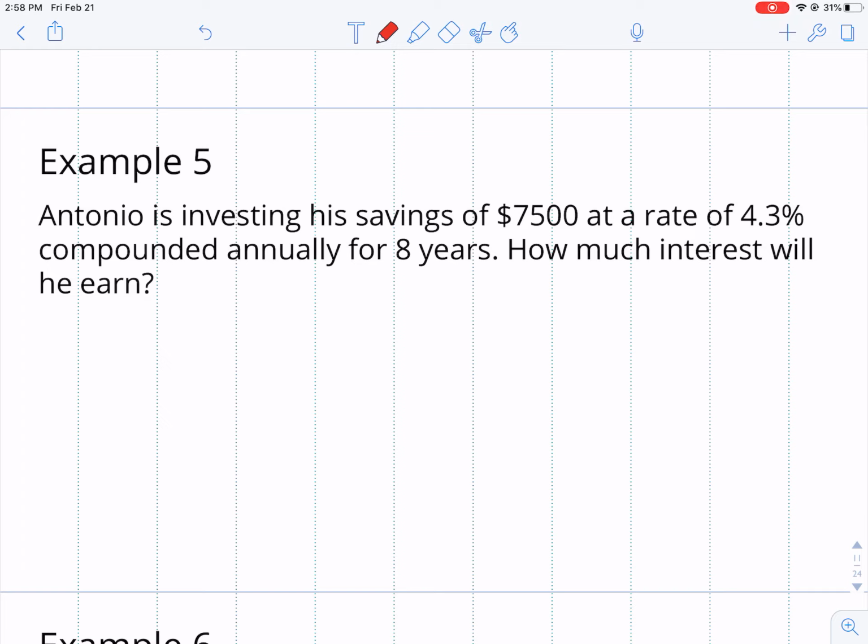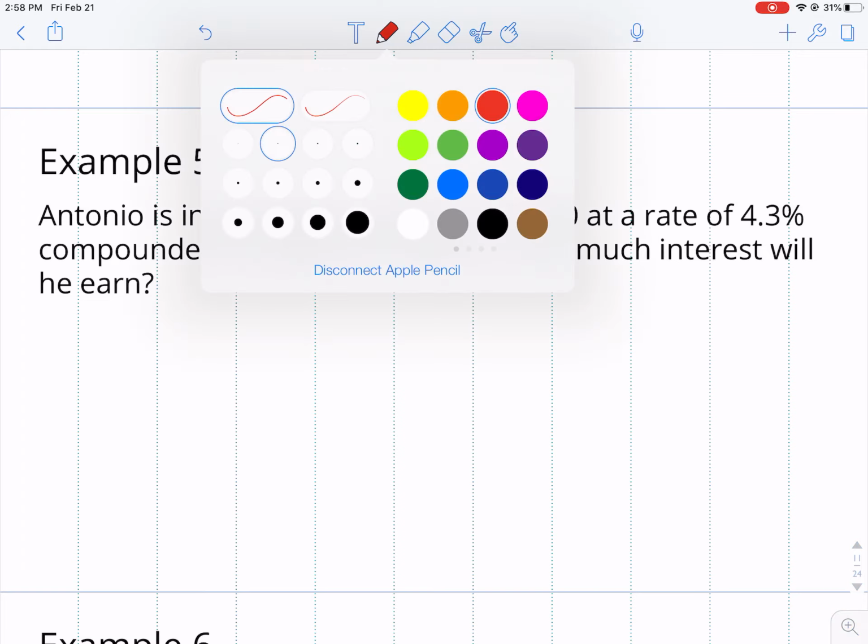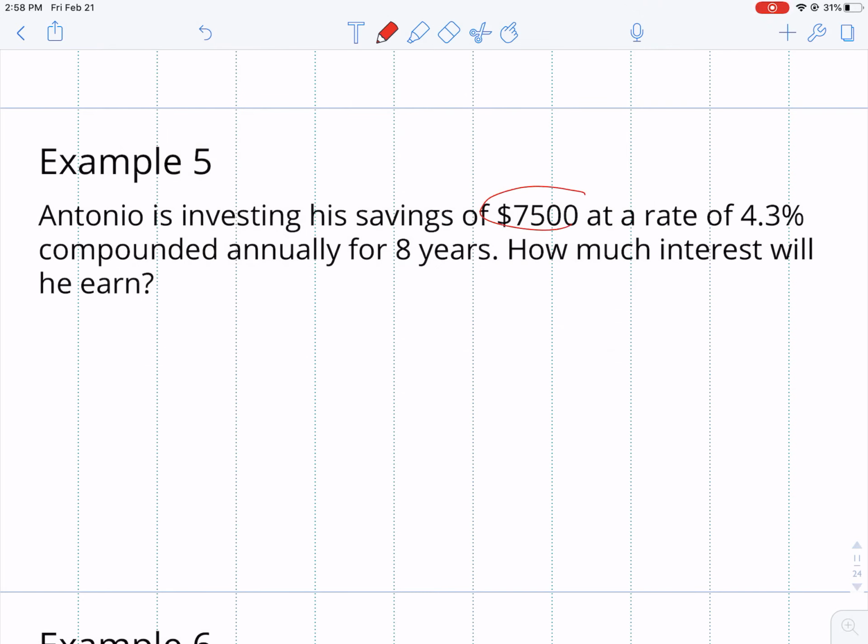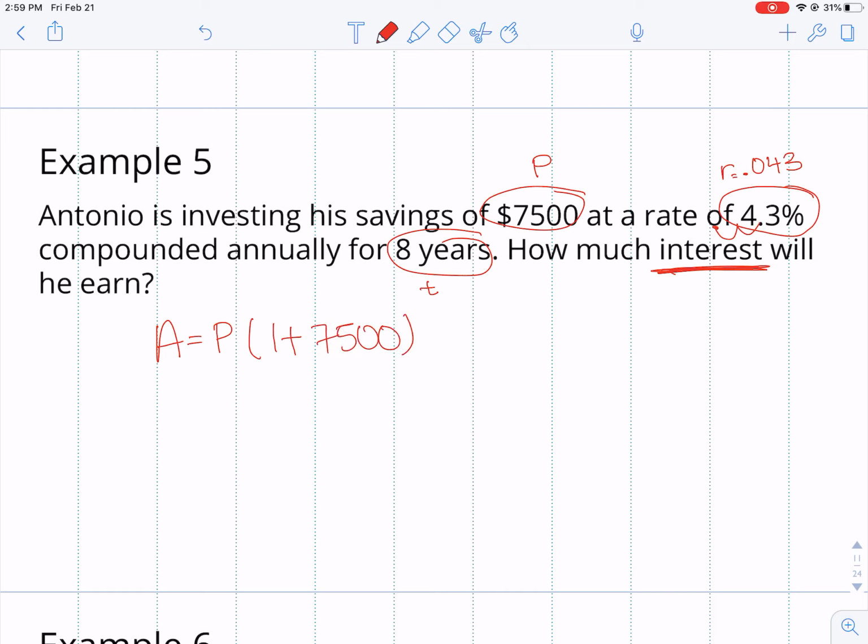Antonio is investing his savings of $7,500 at a rate of 4.3% compounded annually for 8 years. How much interest will he earn? Okay, so we know that our P is our $7,500. Our rate is going to be 0.043. Our T is 8 years, and he is looking for the interest. So A equals P, 1 plus R to the T power.